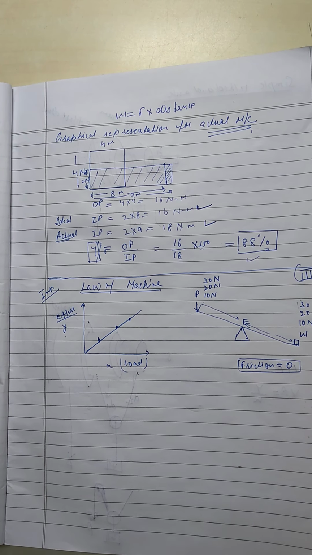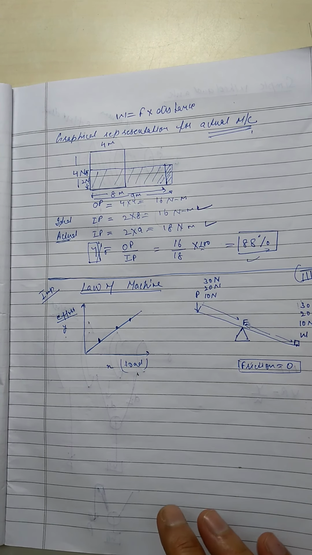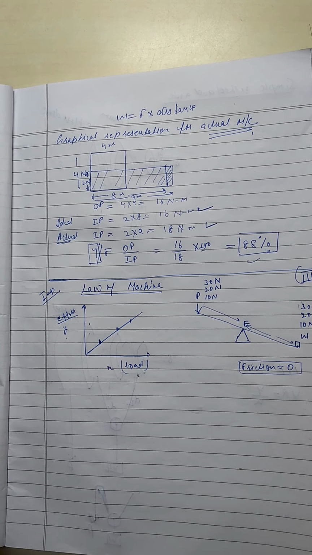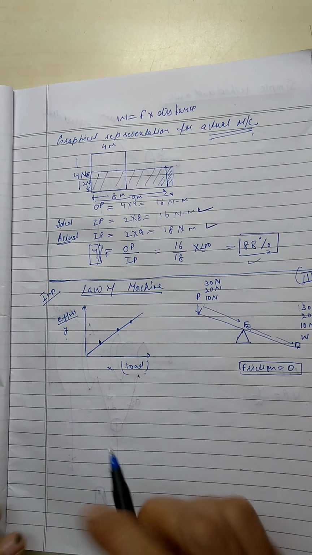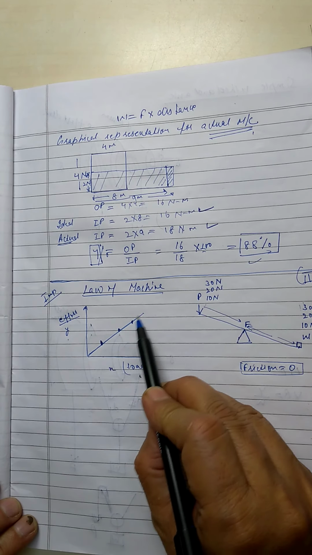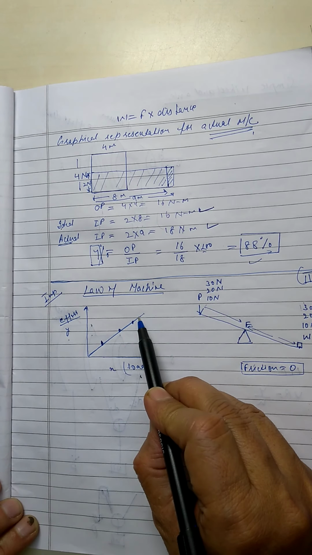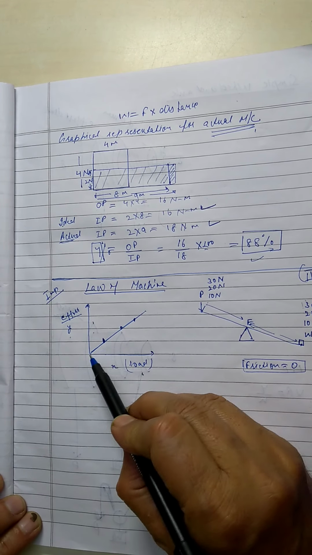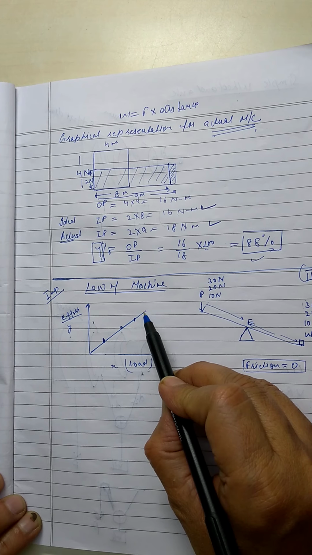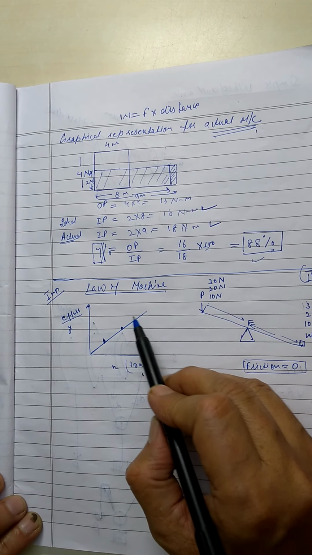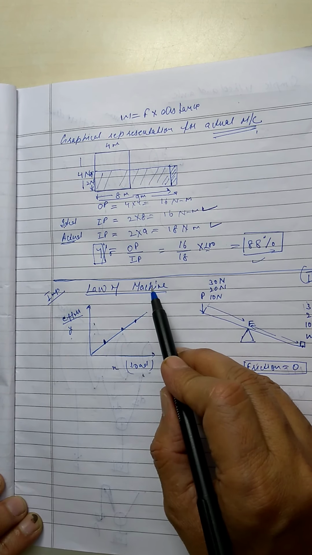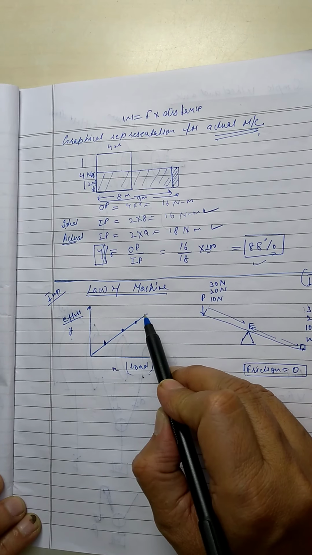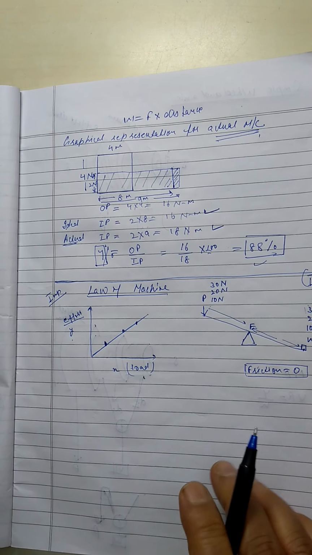The graph between the load and the effort tells us about the law of machine. Basically, the law of the machine is the equation of this straight line. That is, the law of the machine is nothing but the equation of the straight line which we get in a graph between load and effort.